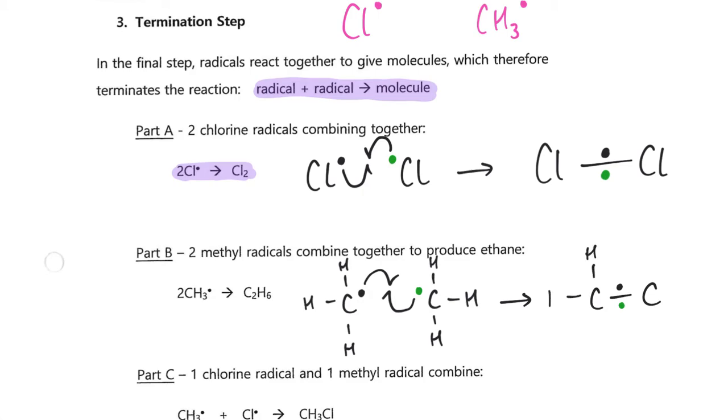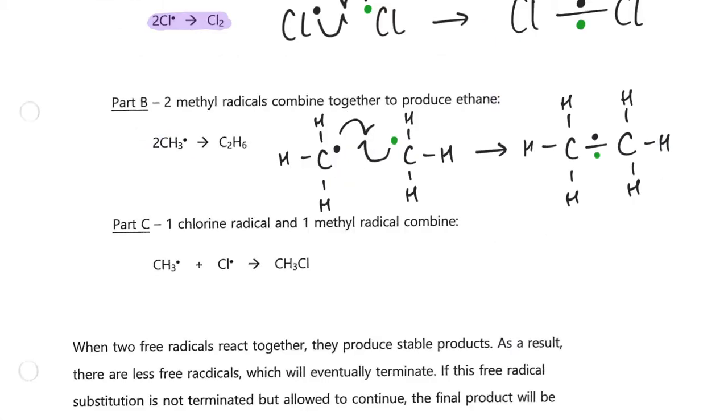And then we've got our original bonds to the hydrogen atoms. And we can see here the molecule that we formed is C2H6, and that is our alkane called ethane. And then finally, our last option is if we had a methyl radical reacting with a chlorine radical. So we'll give our methyl radical a black dot for its electron and the chlorine radical a green dot.